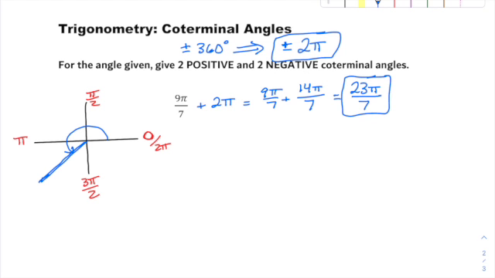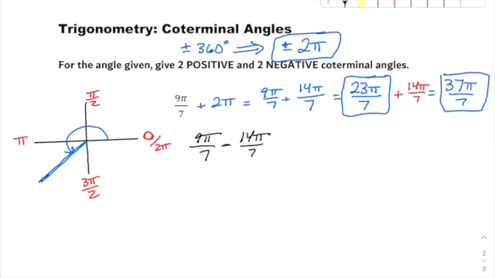And then you keep adding that 2 pi, but you already have it in denominators of 7, so just keep taking that 23 pi over 7 and add another 14 pi over 7 to it. And so that's going to give you another 37 pi over 7. And there you go, there's 2, and you could keep going as many times as you want. If you want to go negative, I'm going to subtract 2 pi, which means I'm going to subtract that same 14 pi over 7.